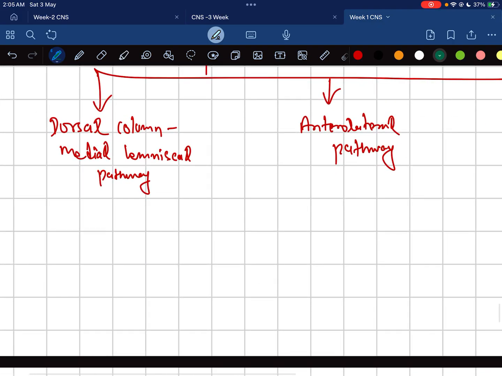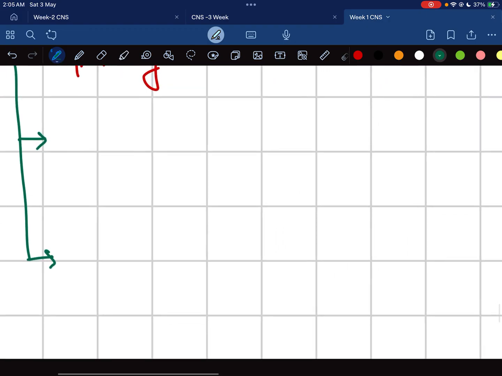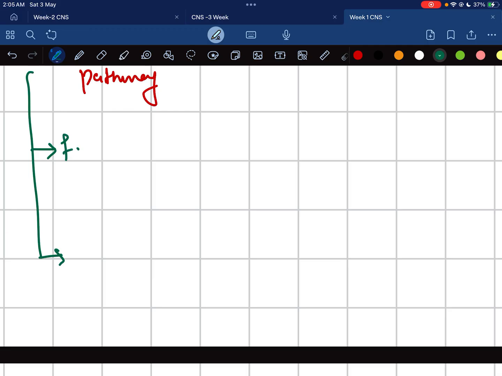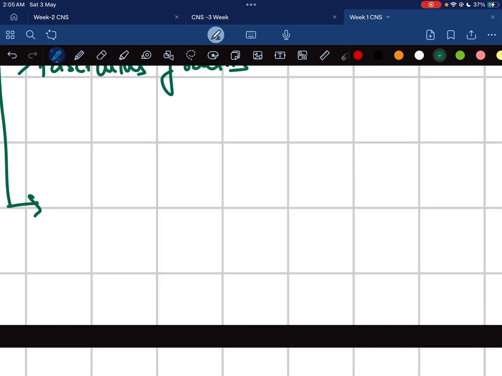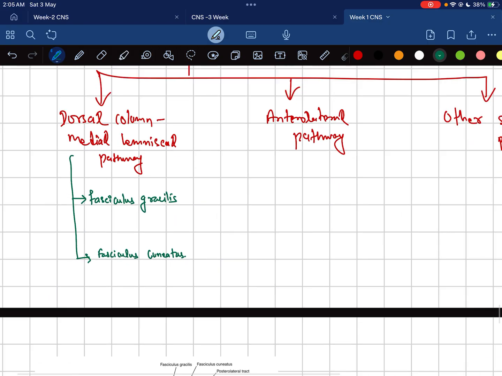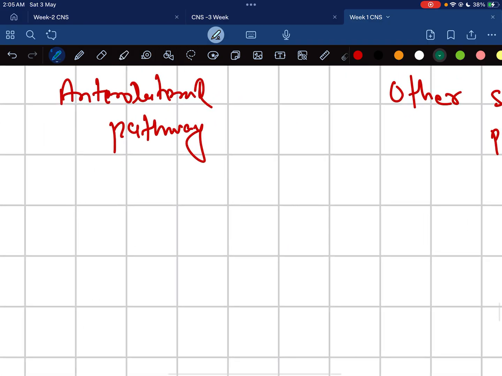Moving on to the dorsal column, medial lemniscal pathway, there are two types of fibers, from the upper limb and from the lower limb, or the lower portion of the body. There is the fasciculus gracilis, and from the upper part of the body, like the upper limb and trunk, there is the fasciculus cuneatus.